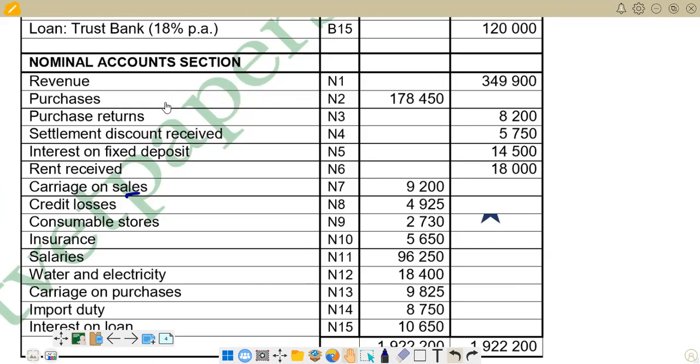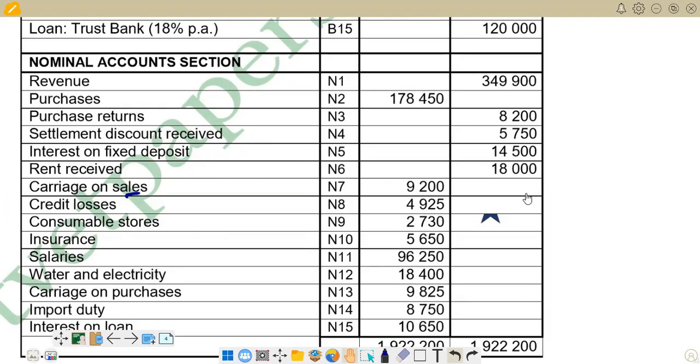So you can go down to check if you have income, purchases, not purchase returns, not settlement discount. We've already adjusted these ones, and then we've got interest on fixed deposit. Interest on fixed deposit, and it's 14,500. So what it means is this is the interest that was received.